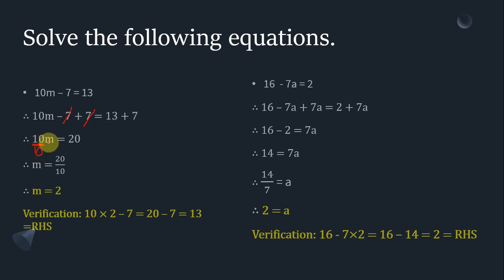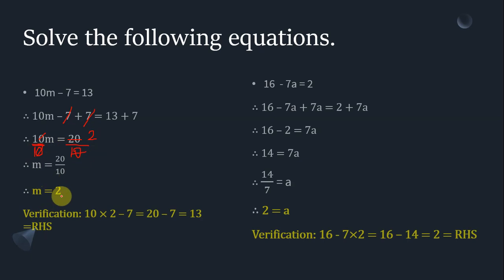This is a multiplication, 10 multiplied by m is there. So if I want to cancel the multiplication, the opposite operation, that is division, I have to carry out. So on both sides I am dividing by 10. This 10 and 10 will get cancelled. I will get only m, that is 1m, and 10 ones are 10, 10 twos are 20. So I am going to get m is equal to 2.